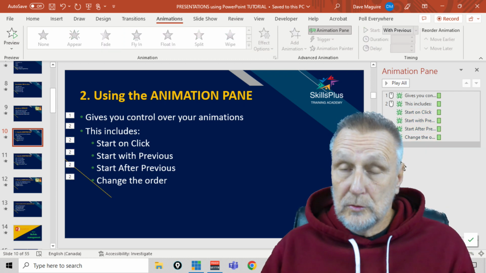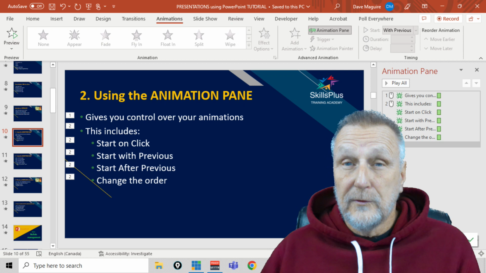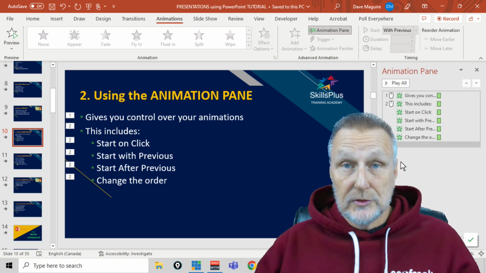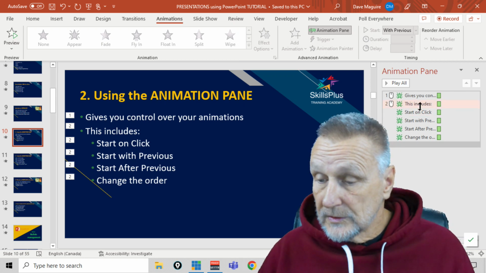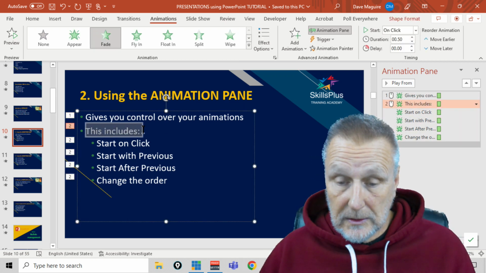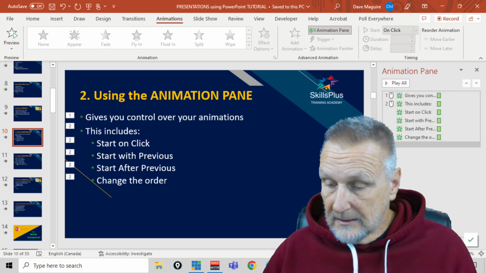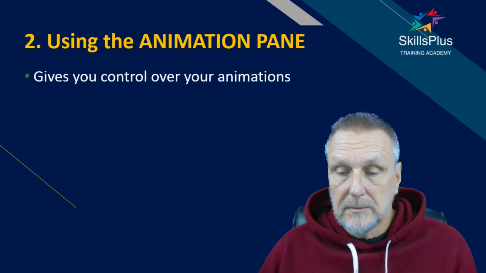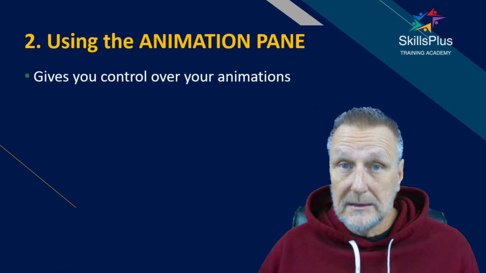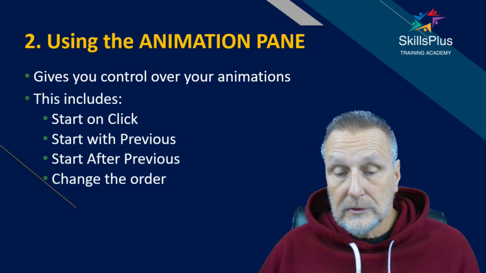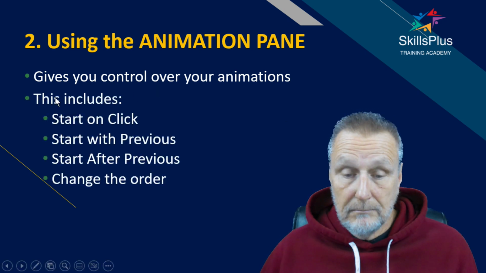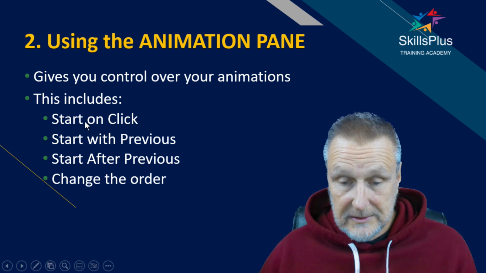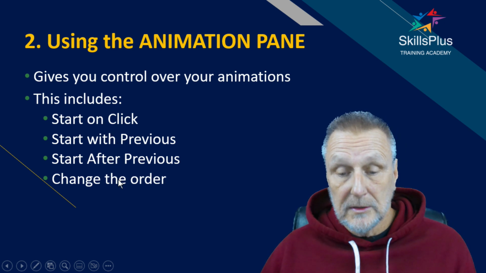Suffice to say, right now we've got 2 bullets that are starting on click. We've got 4 indented bullets on another level that are all going to come up together because they're starting with the previous animation, which is this one here. So if I put this back into my presentation mode, click 1 will bring up my first bullet as indicated in the animation pane. Click 2 brings up bullet 2, but it also brings up these 4 bullets: start on click, start with previous, start after previous, change the order.